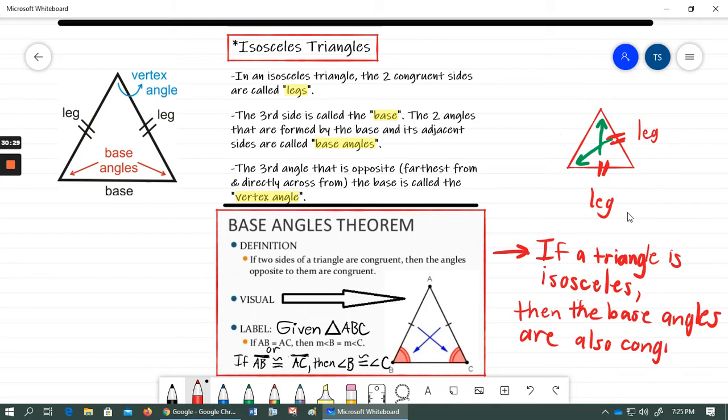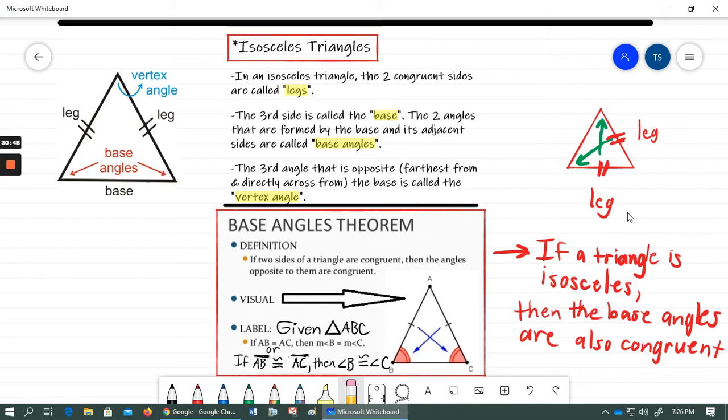I'm paraphrasing, and I'm about to erase that. All right, so again, folks, that's pretty much what this base angles theorem is. What this base angles theorem is saying is that if two sides of a triangle are congruent, and you know we're talking about the legs of an isosceles triangle there.